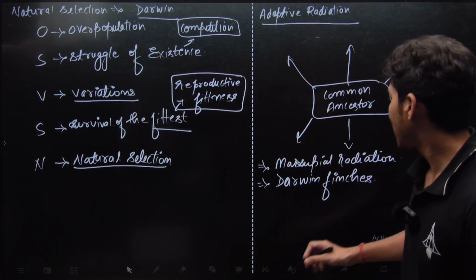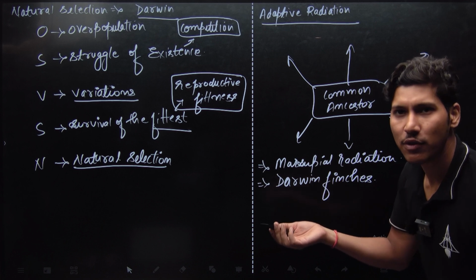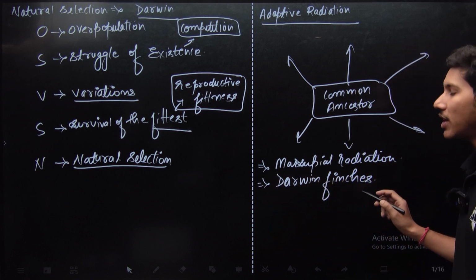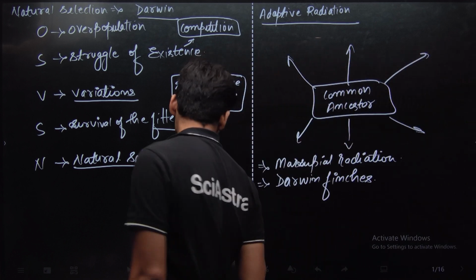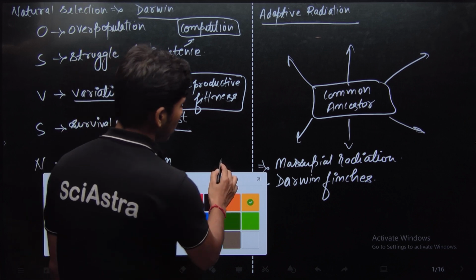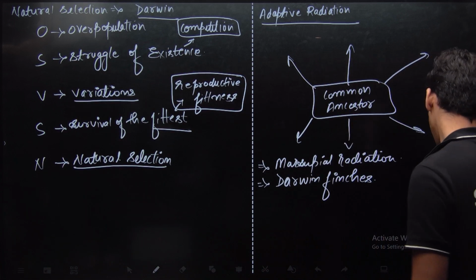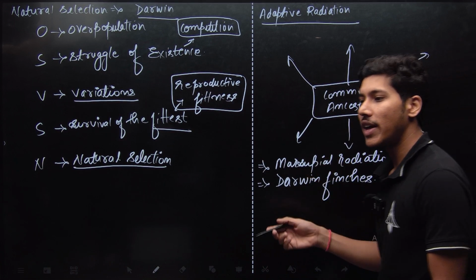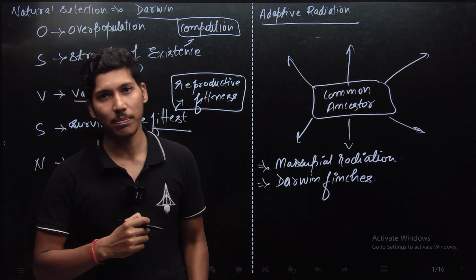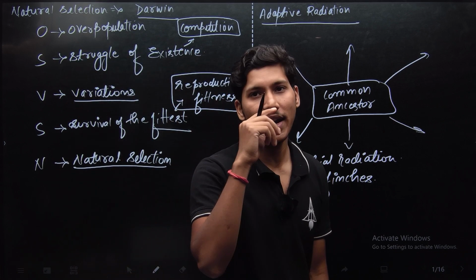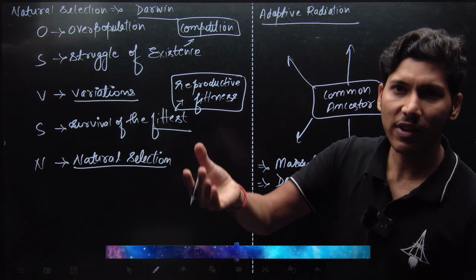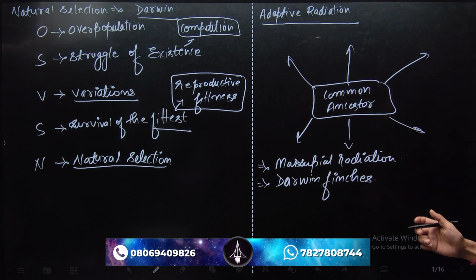It is seen in many organisms, but the two examples that are important for you with respect to the exam are adaptive radiation in Australian marsupials and Darwin finches. Darwin finches showed variation in terms of their beak shape. Some had a very pointed beak, some had a broad beak, some had an average-sized beak, and so on.